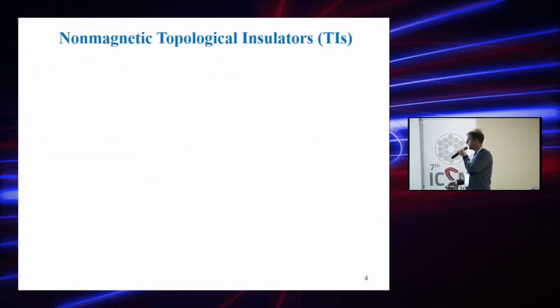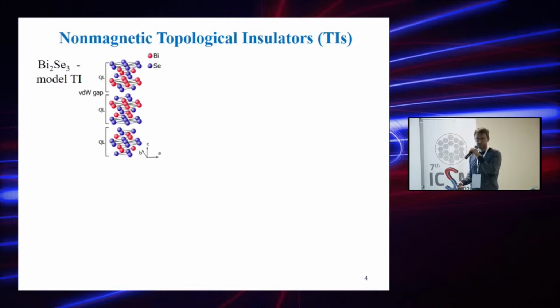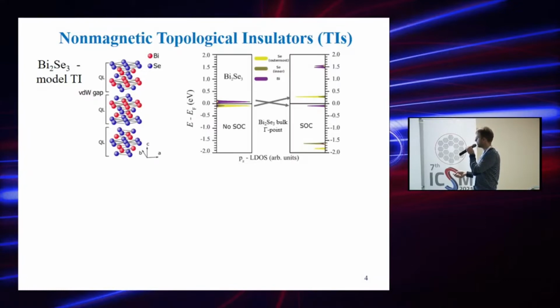So let's start. In 3 dimensions, a non-magnetic topological insulator is a material which has an insulating bulk, but almost necessarily a metallic surface. Why does it happen? Because of the spin-orbit coupling. So let us consider this on the example of bismuth selenide, which is a model TI. Here is the structure of this material. What happens is located near the gamma point of this material. Without spin-orbit coupling, the valence band maximum is mostly contributed by selenium atoms, while the conduction band minimum by bismuth atoms. Then you switch on the spin-orbit coupling, and this sequence gets inverted, as it is shown here.